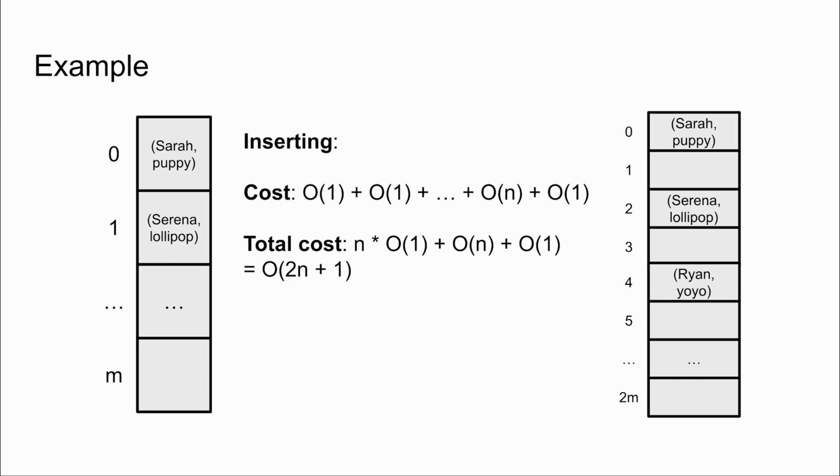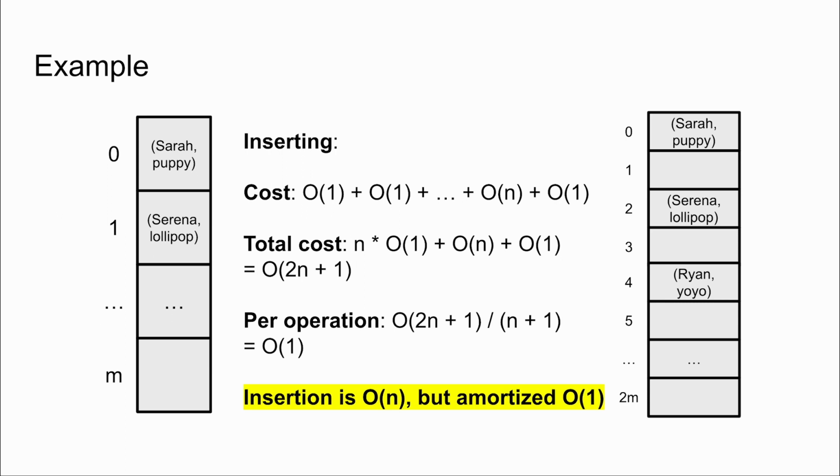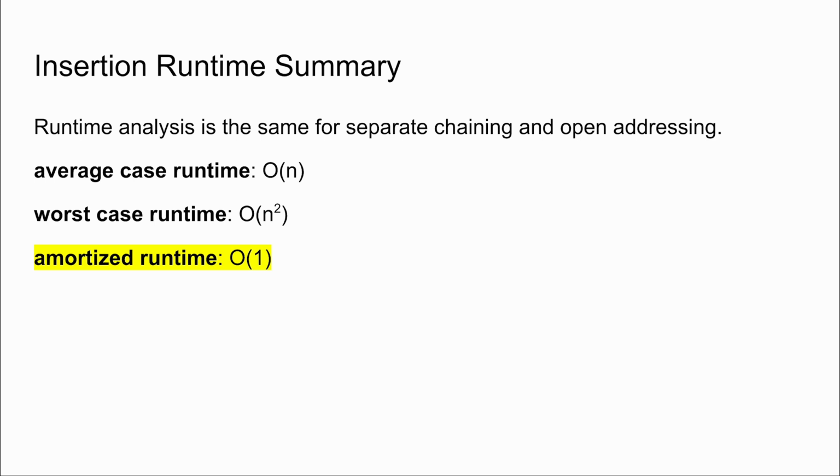This is O of 2n plus 1 total. But what we're interested in is the cost per operation. So, we divide by the number of operations, in this case it's n plus 1, and we get the cost per operation is constant. This means that insertion still is O of n, but it is amortized O of 1. Now we can update our summary to include this information.